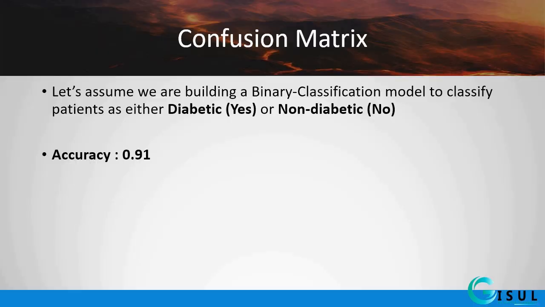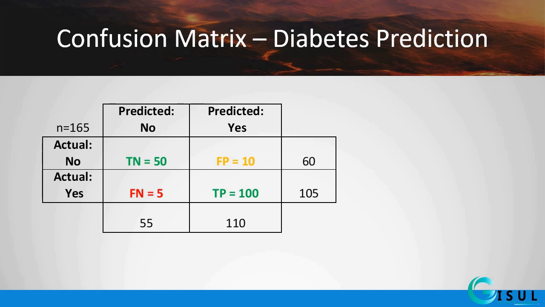Let's assume we are building a binary classification model to classify patients as either diabetic or non-diabetic, and the model has made predictions with an accuracy of 91%. Let's now take a look at the predictions on a confusion matrix, which I would loosely define as a table that describes the performance of a classification model.